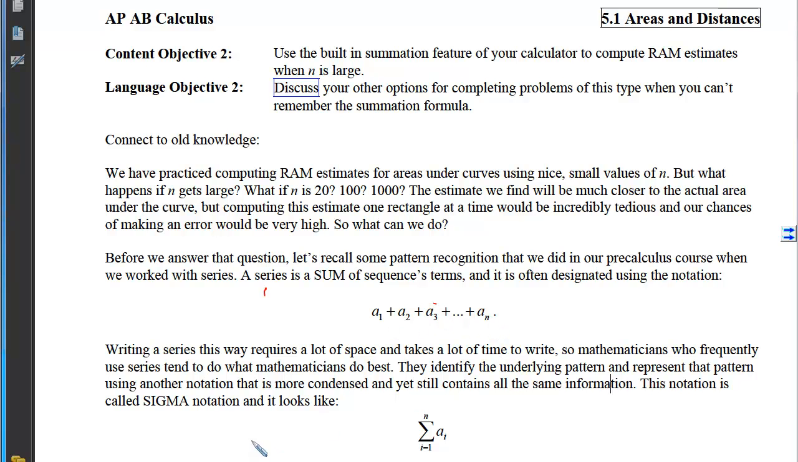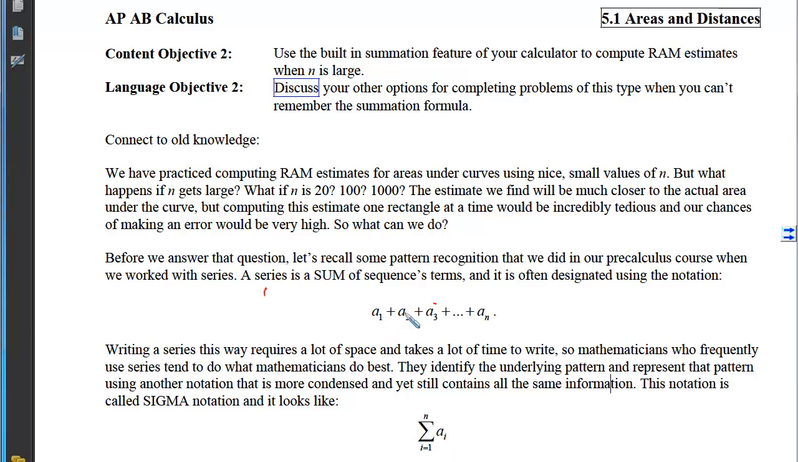Now, writing a series this way requires a lot of space, and it takes a lot of time to write. So mathematicians who frequently use series tend to do what mathematicians do best. They identify the underlying pattern and represent that pattern using another notation that is more condensed and yet still contains all of the same information. This notation is called sigma notation, and it looks like this.